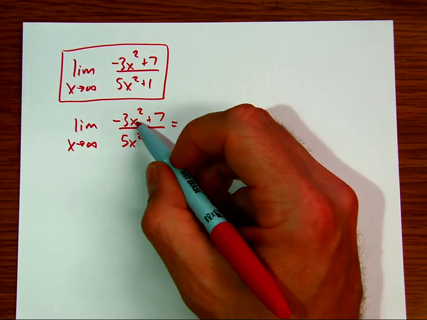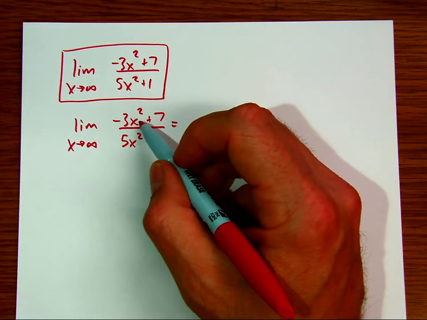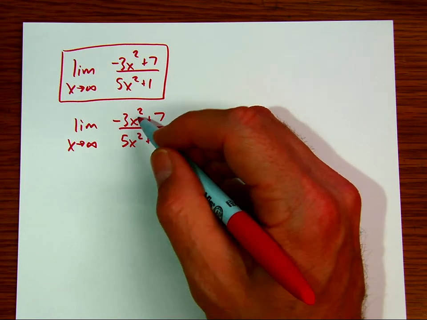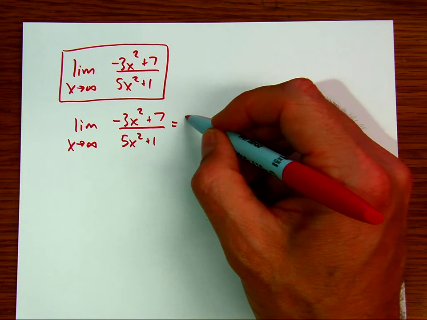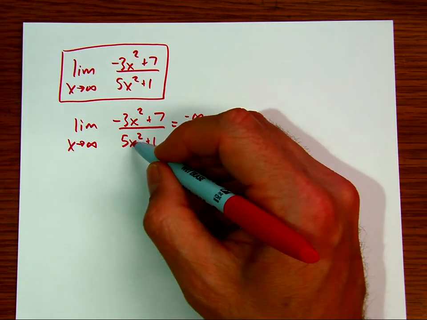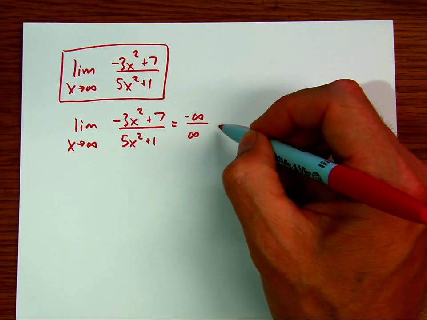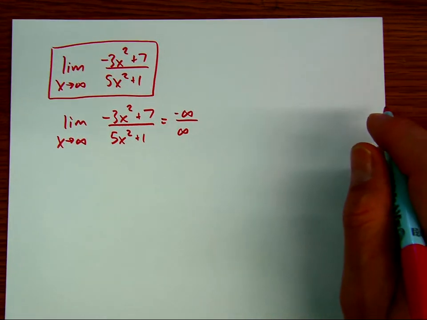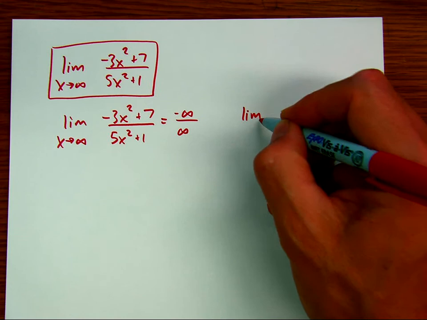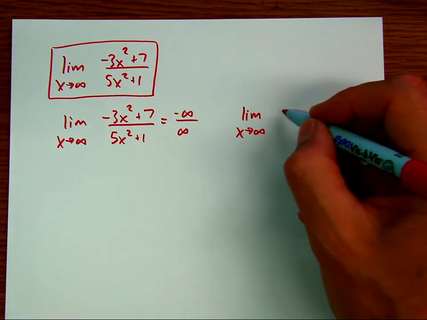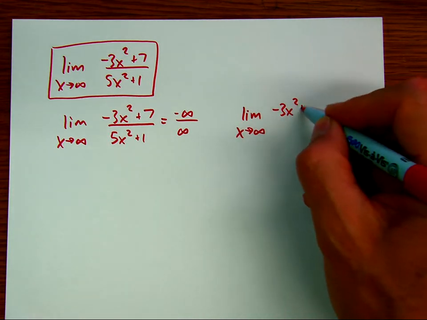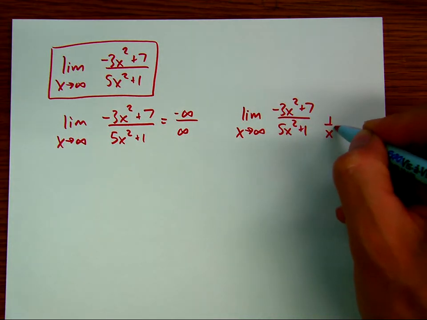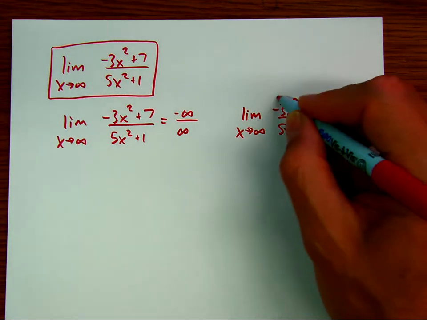As x goes to infinity, we would get negative infinity. As x goes to infinity here, we get positive infinity. So it's indeterminate, and we'll have to rewrite it. So we look for the highest exponent of the denominator, and we're going to divide numerator and denominator by that.